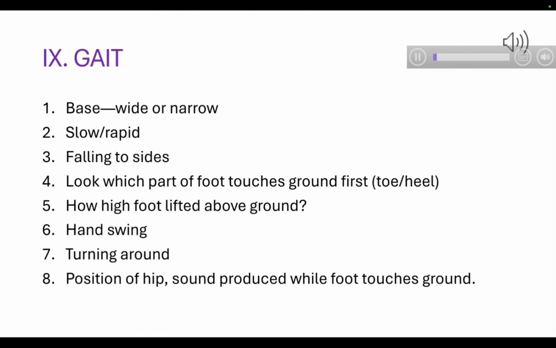We move to Pillar 9, that is gait. Watching a patient walk ties your entire neurological examination together. Your proforma tells you exactly what parameters to look at.